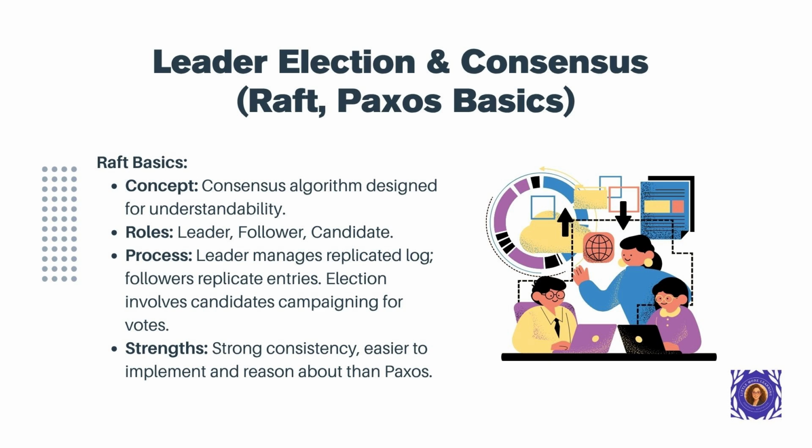The leader orchestrates all changes by appending new entries to its replicated log, which followers then diligently copy. If the leader fails, followers initiate an election where they become candidates and vote for a new leader based on who has the most up-to-date log. Raft offers strong consistency and is widely preferred for its relative simplicity.